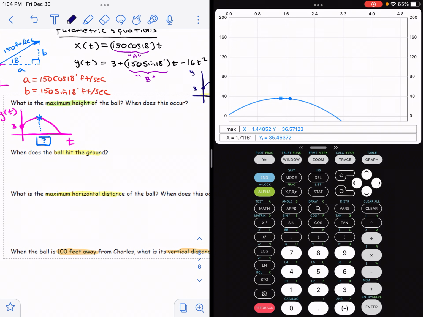So the max height is 36.571 feet, and it occurs at t equals 1.449, we'll say. Okay, there we are.